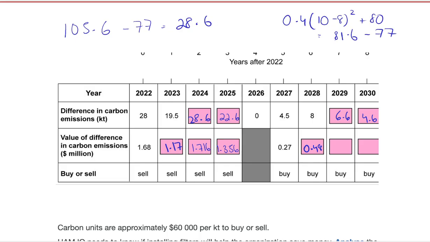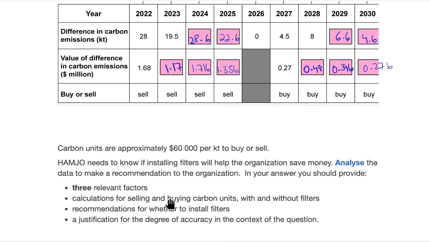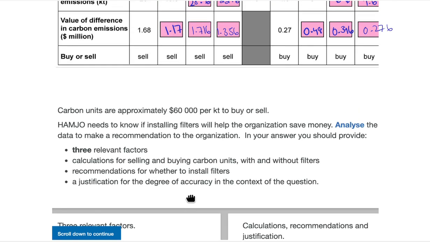And 6.6, 0.396. And here we'll have 4.6 multiplied by 60,000. So 276,000, which becomes 0.276 million. Okay, that would be your answer.